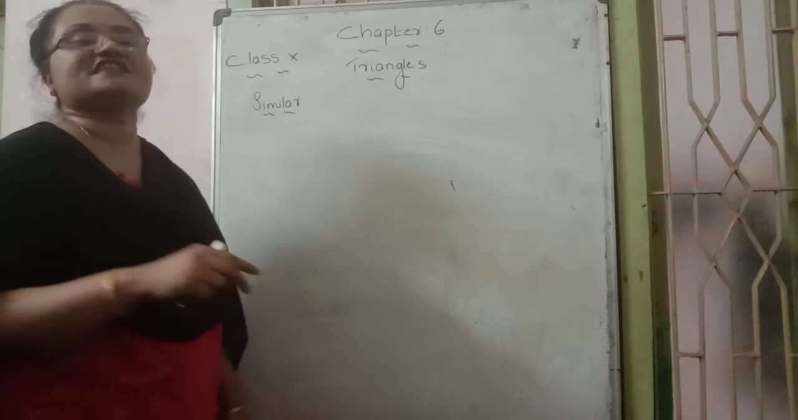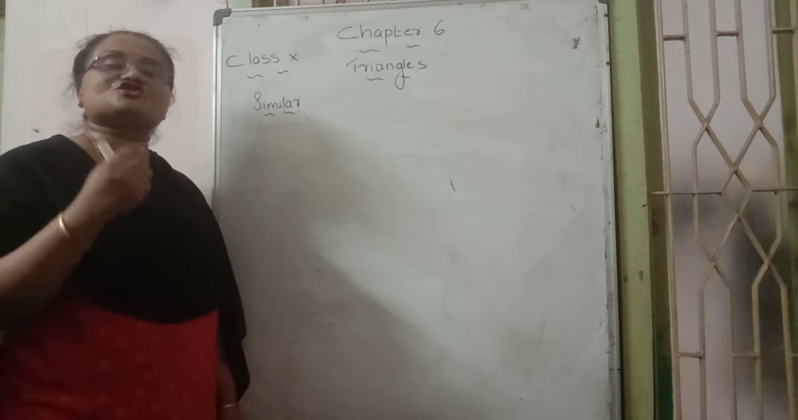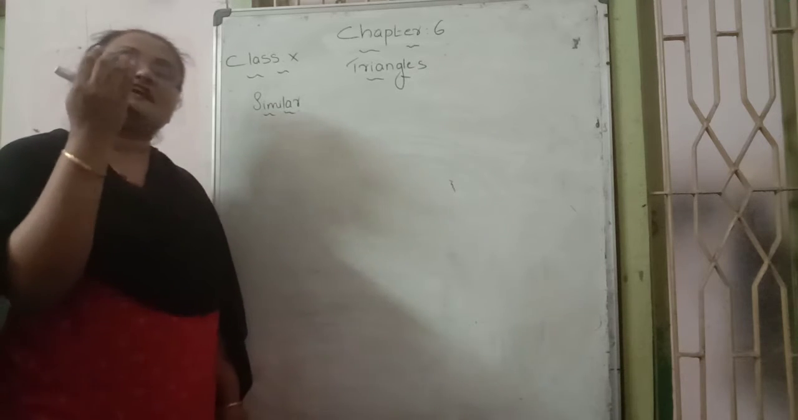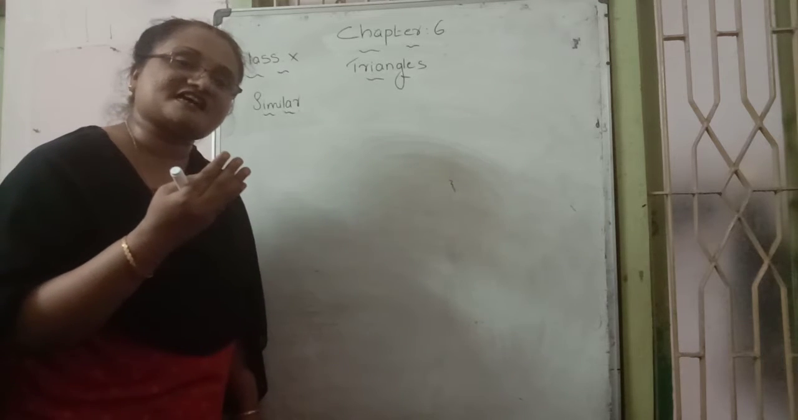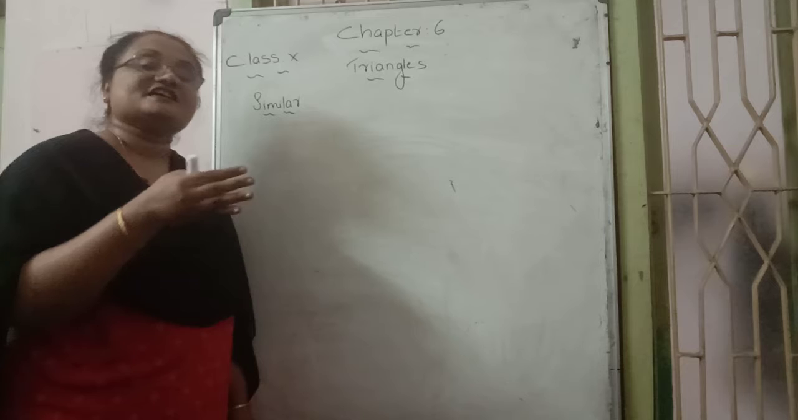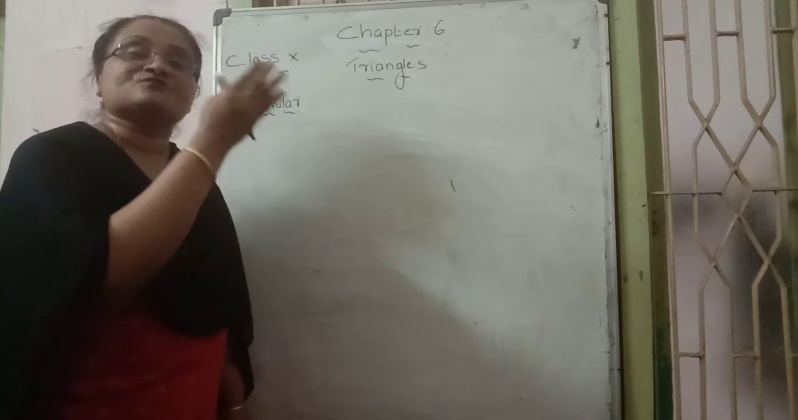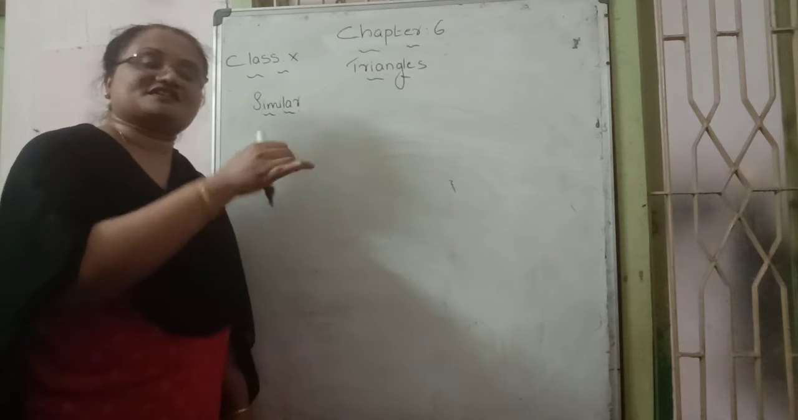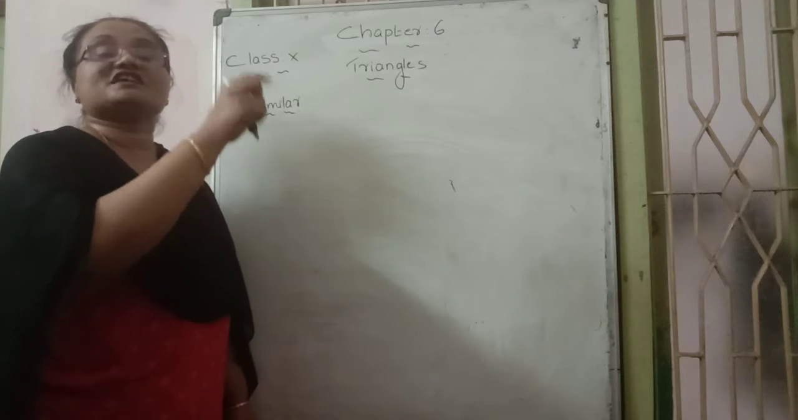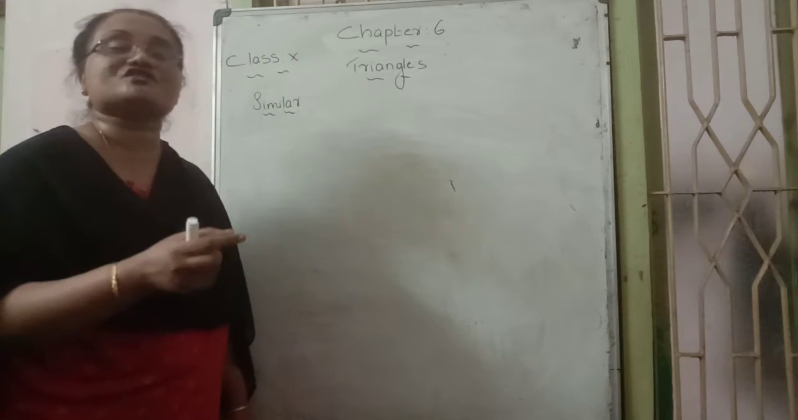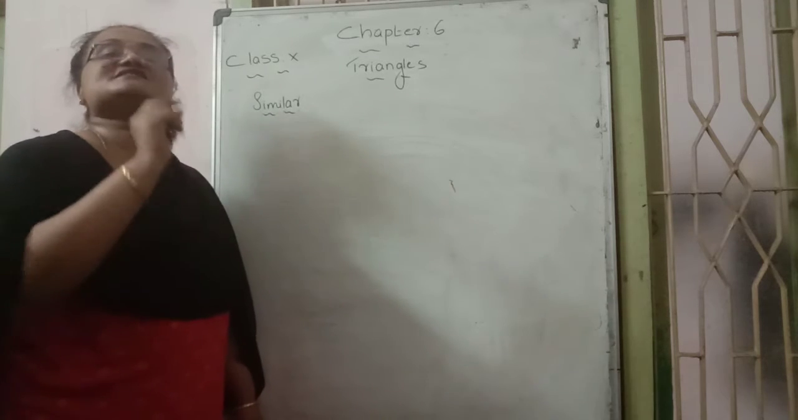Then the triangle case. Suppose two triangles are there. We want to say that two triangles are similar. When can we say that? A triangle has how many sides? 3 sides. How many angles are there? 3 angles. Here, the corresponding angles of the two triangles are equal. That is the first property. In the same way, the ratios of corresponding sides are equal or proportional. Then we can say that the two triangles are similar triangles.